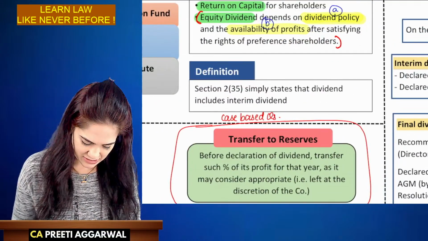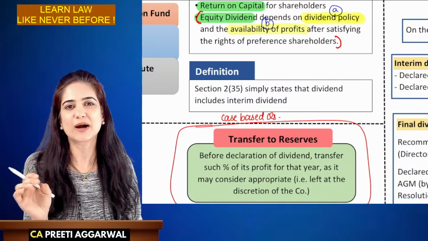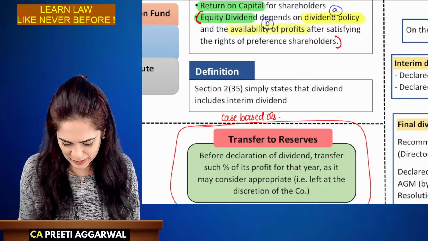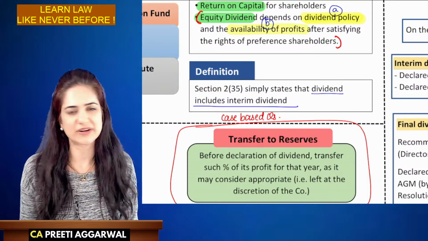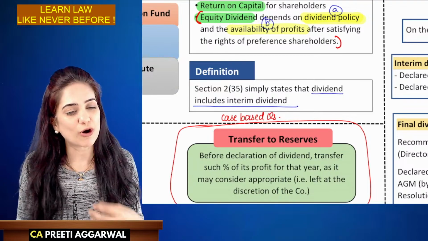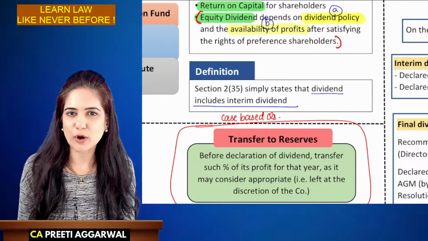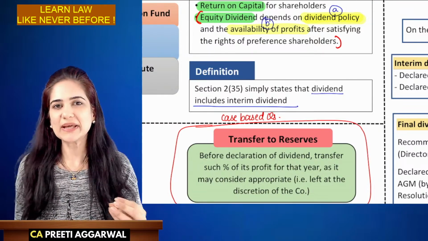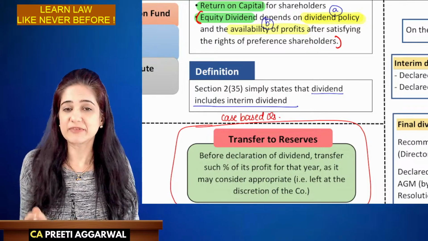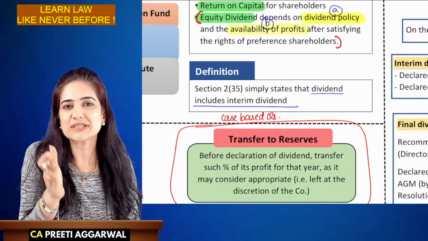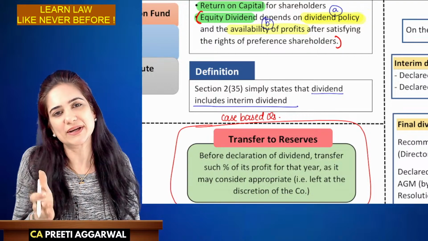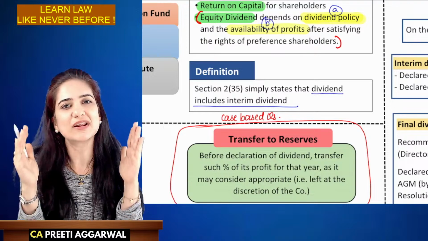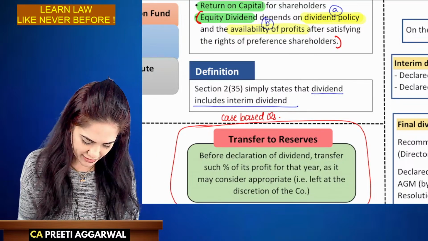Dividend is not properly defined in the Companies Act. If you read the definition given under section 2 clause 35, it simply states that dividend includes interim dividend. That's it. It has not gone to define that dividend is distribution of profit, it is a return on investment. They have simply said that dividend includes interim dividend, which means that the provisions applicable to dividend are applicable to interim dividend also. Interim dividend is the dividend which is declared between two annual general meetings.